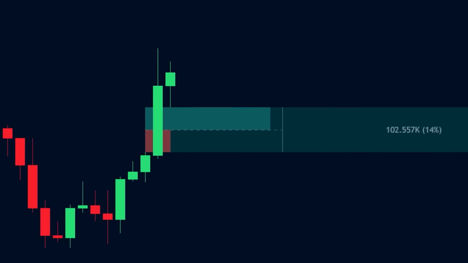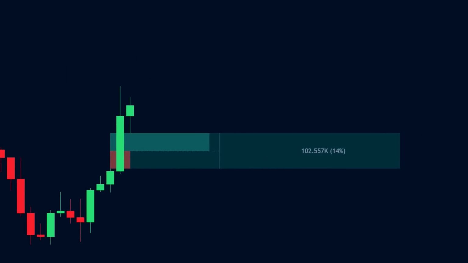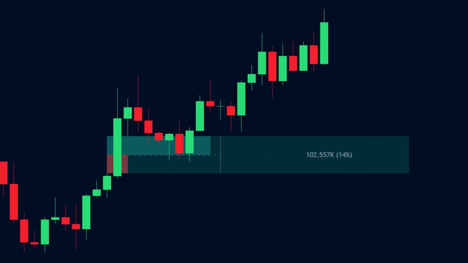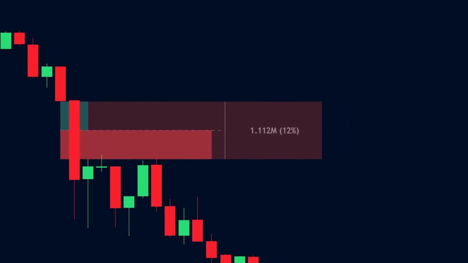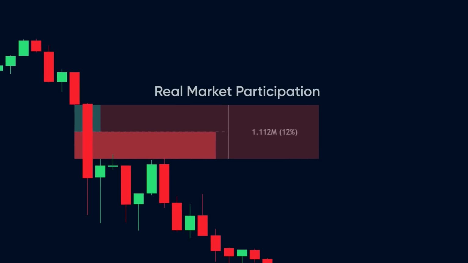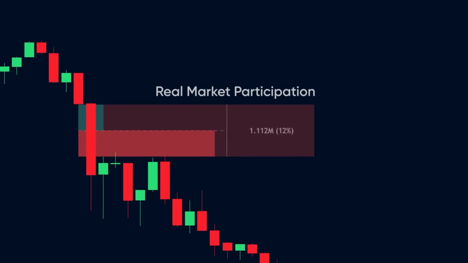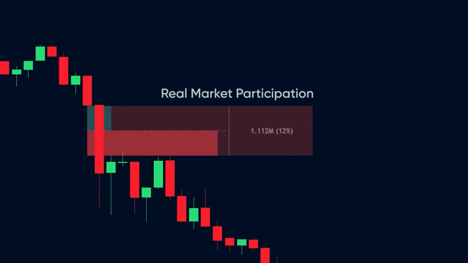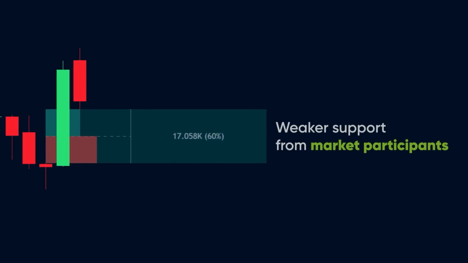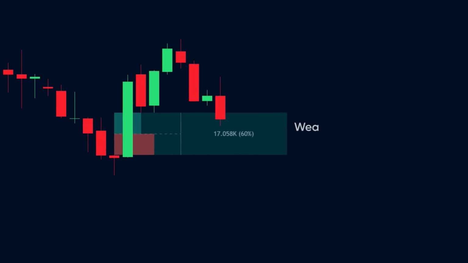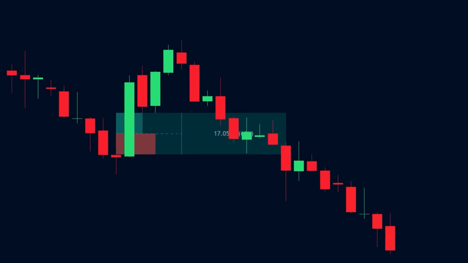A lower percentage means most of the volume was pushing with the move that created the gap. In a bullish FVG, that means strong buying pressure and strong selling pressure for a bearish FVG. These are generally the higher probability gaps because they were formed with real market participation, showing clear intent behind the move. A higher percentage means a larger share of the volume was going against the move. This signals weaker support from market participants, making the gap more likely to break or fail when price returns.